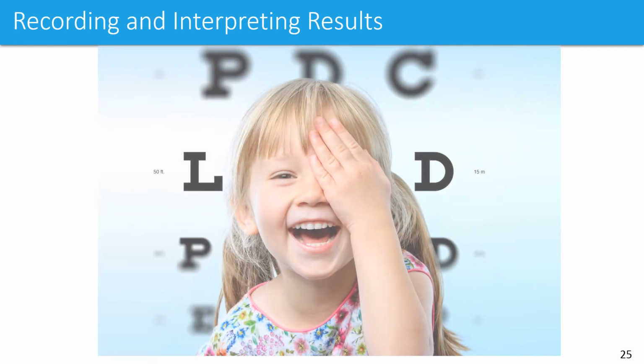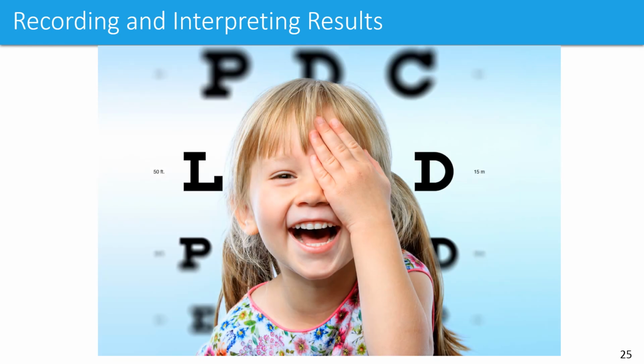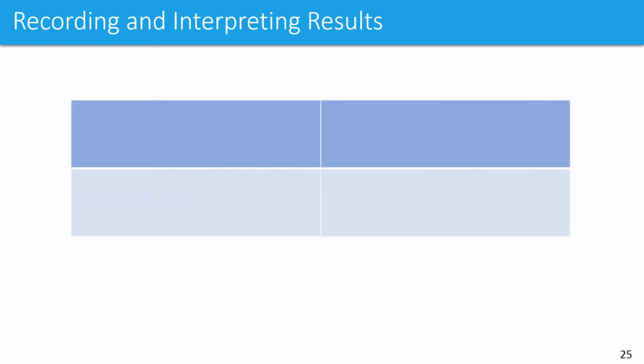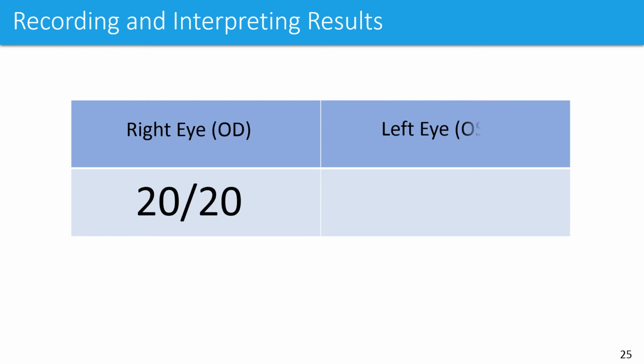Now that we've finished going through each test, we will discuss how to record and interpret the results of a distance visual acuity test. This is the same no matter what visual acuity chart you use with the child. When recording visual acuity on the data chart, record the last row where the child passed, which would be the line where the child was able to get greater than 50% of the optotypes correct. For example, if a child reads the 20/20 line with the right eye, OD, and the 20/40 line with the left eye, OS, then you would record these numbers as is displayed here.